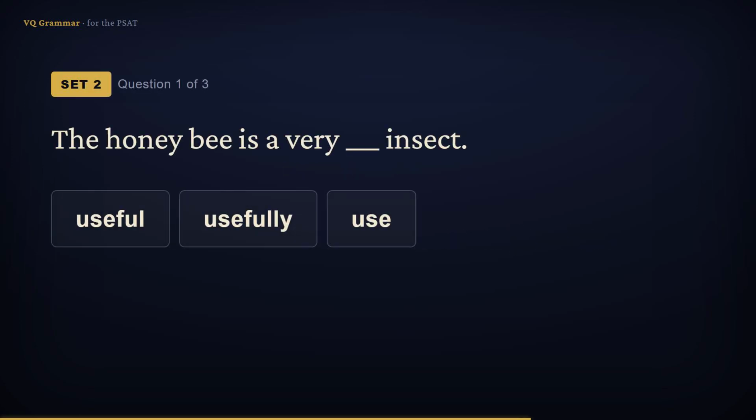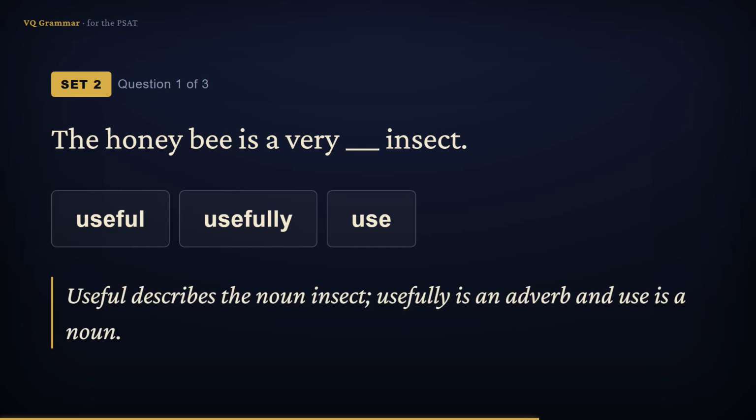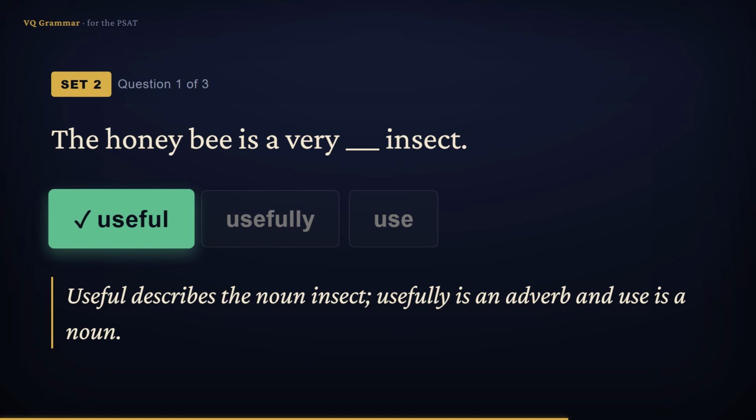The honeybee is a very blank insect. We need a word to describe the noun insect. Useful does that. Usefully ends in ly, so it's an adverb, and use is a noun, so the answer is useful.